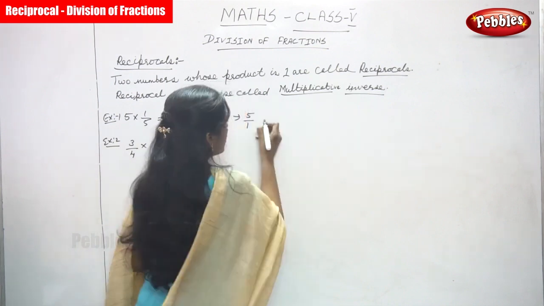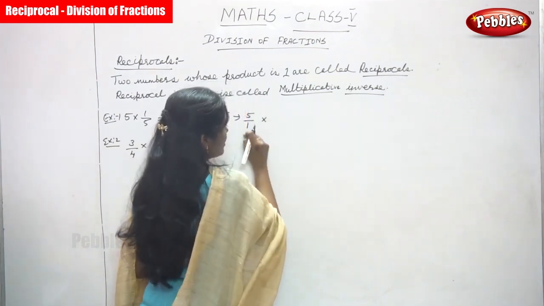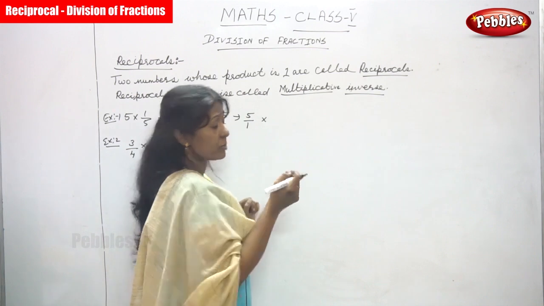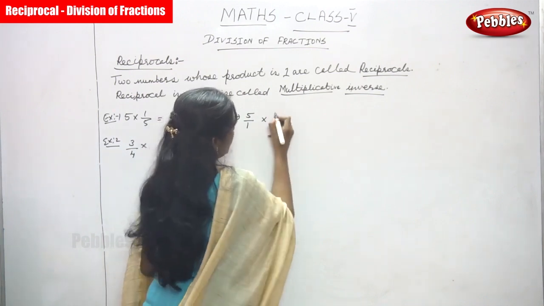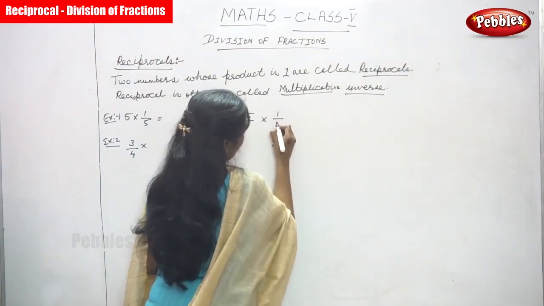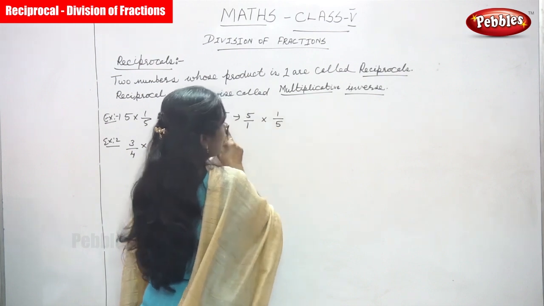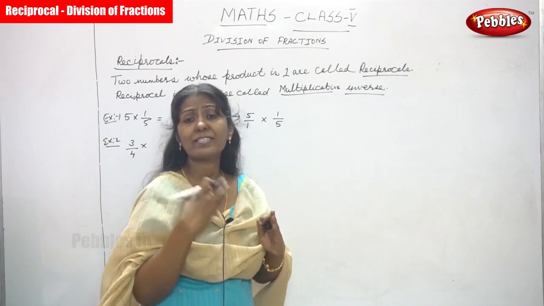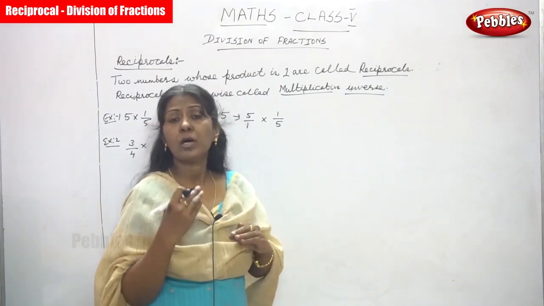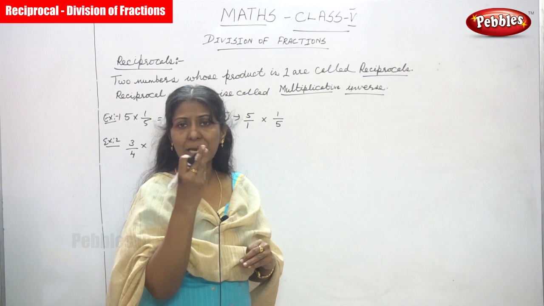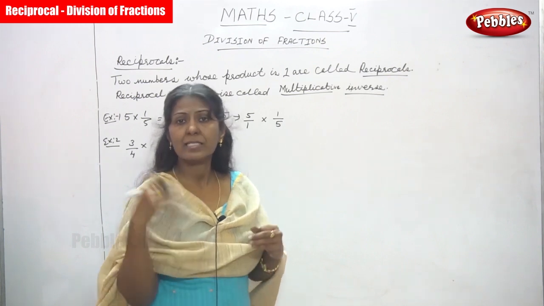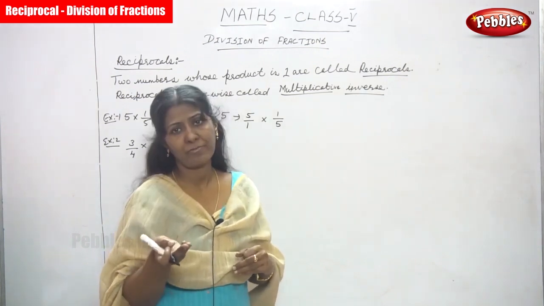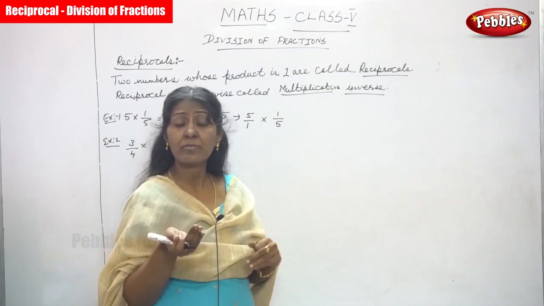Next, what are you going to do? Reciprocal of 5 by 1 is a multiplicative inverse. So what you are going to do is turn it upside down. That is 1 by 5. So 5 is a whole number. After that you have to convert the whole number into a fraction, then make it a reciprocal. For example, the reciprocal of 5 by 1 is 1 by 5. That is called a multiplicative inverse.